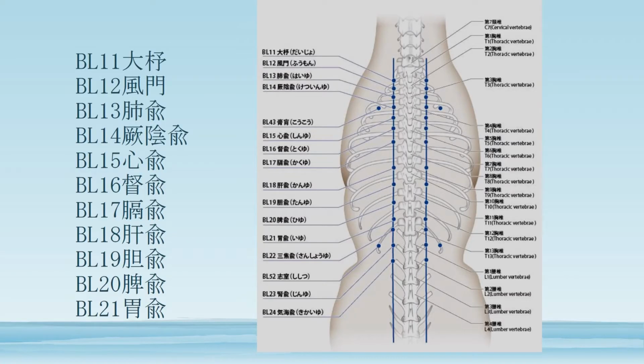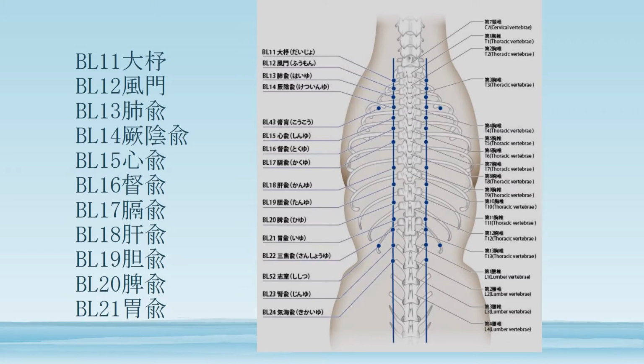We'll look into the thoracic region of the bladder meridian. On the first thoracic vertebra, caudal to its spinous process, 1.5 cm lateral to the midline, there is BL11. Below that, on the second thoracic vertebra, caudal to its spinous process, 1.5 cm lateral to the midline, there's BL12.